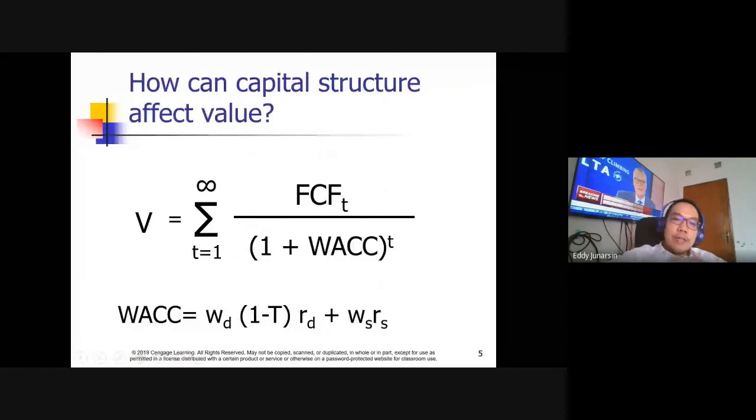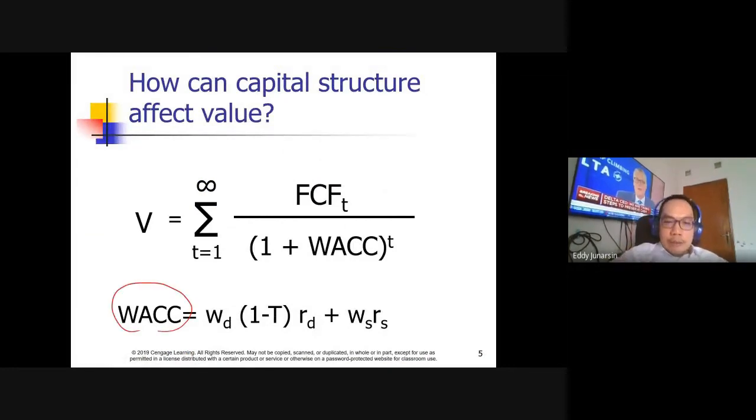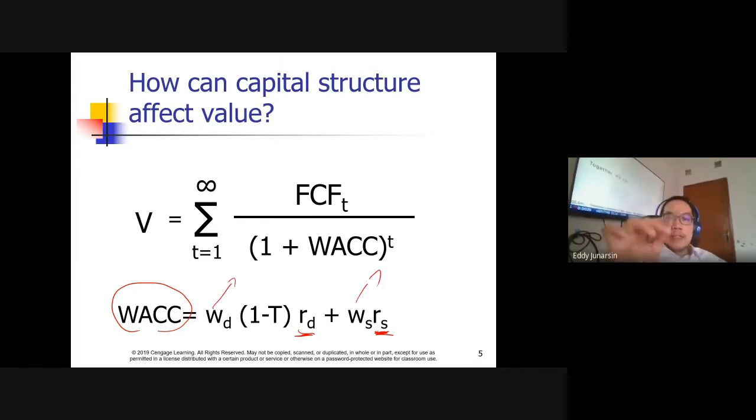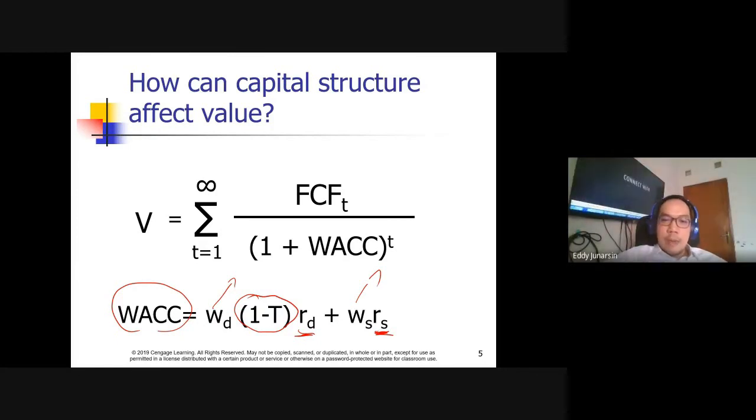And the cost of capital here, if we only have two components, cost of debt and cost of equity: RD is the cost of debt, the required return by creditors, and RS is the cost of equity, the cost of stock, the required return by the stockholders. Each of them is multiplied by its respective weight. And remember that the cost of debt is tax deductible, or given a tax discount, because of its function of reducing tax payment.